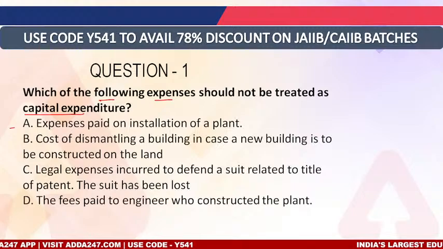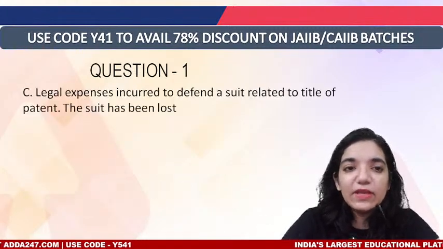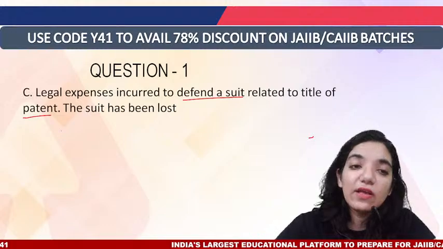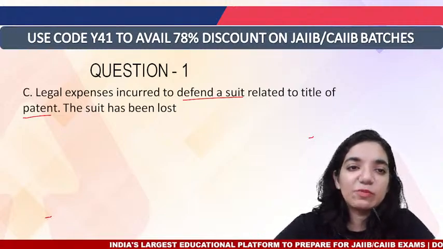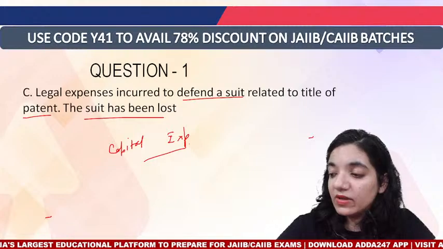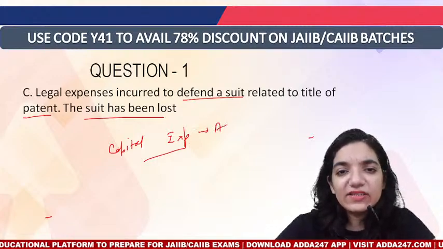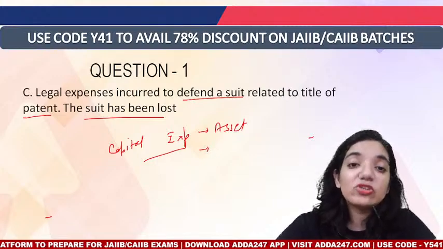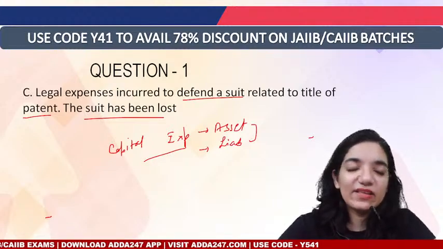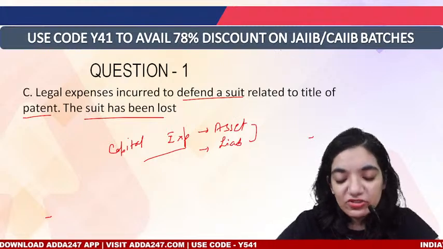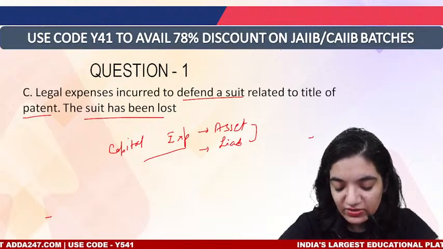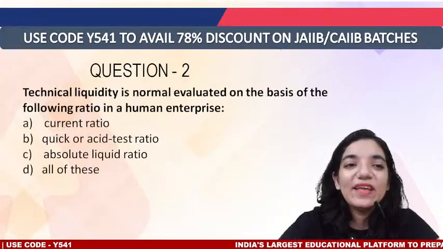Okay, so the correct answer here is C. The legal expenses which have been incurred to defend a suit. Basically, you were trying to defend a suit in terms of your patent, and the suit has been lost. It cannot be treated as a capital expenditure, as capital expenditures ideally provide us an asset, or basically a repayment of a liability. Both of these things can be done here. In this case, none of these is happening. What is happening is you've lost a suit that was related to the patents. So this particular situation clearly says that this is not where we can talk about a capital expenditure at all.